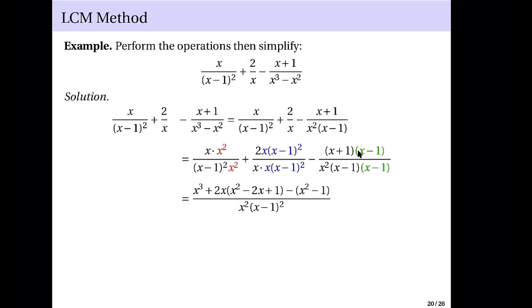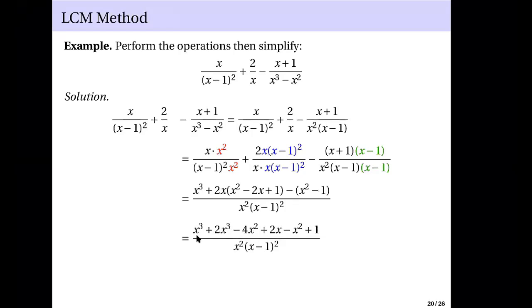Then you multiply these two. X minus 1, x plus 1. You have x squared minus 1. And you can multiply these two expressions here. So 2x times this expression. And then you distribute this minus here. Okay? So if you do that, you will have this.